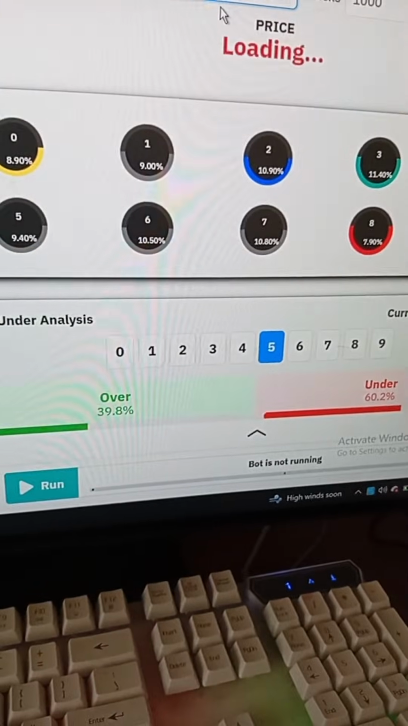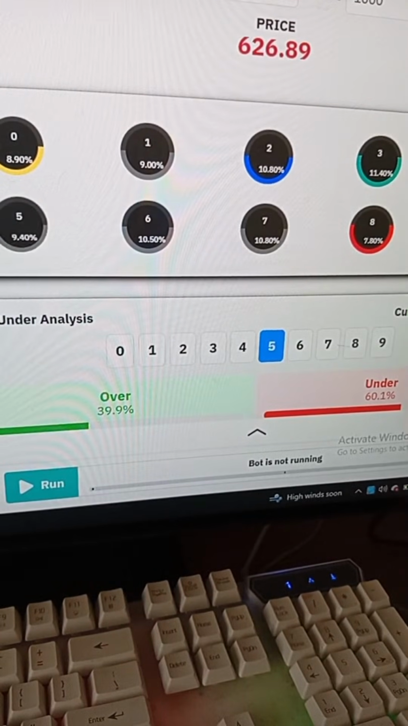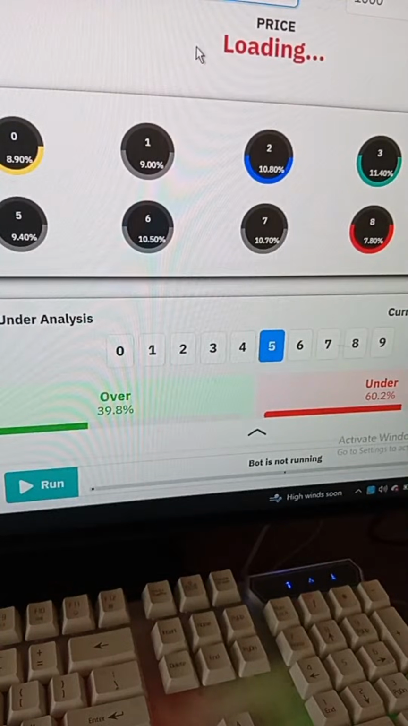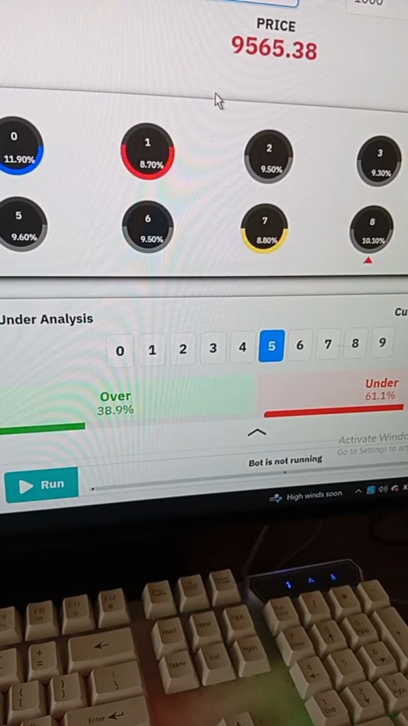All right, so guys, currently I'm looking for a good over 1 or under 8. Once you're able to find one market, you execute it before it changes, and then you go to another, and you keep on going like that. All right, leave this one alone.